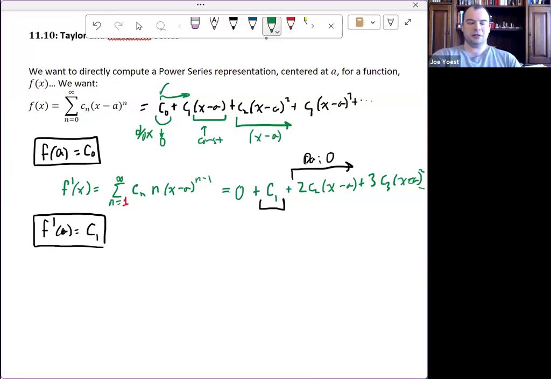We might just think that C2 is f double prime of a, C3 is f triple prime of a, C4 is f fourth derivative of a, and so on. It doesn't quite work out that way though. So let's take a couple more derivatives.